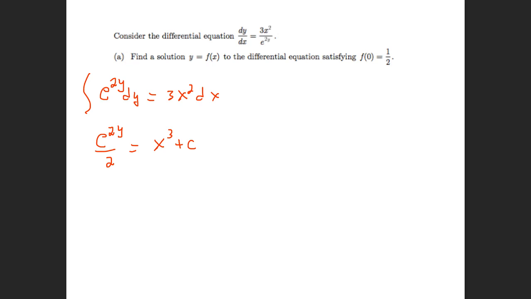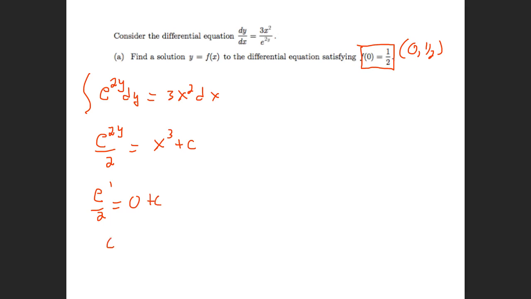Now I would plug my value in. Okay, so it's (0, 1/2). So I'm going to put 0 in for x and 1/2 in for y. That's going to give me e to the 2 times 1/2, which is just e to the 1, over 2, is equal to 0 plus c.